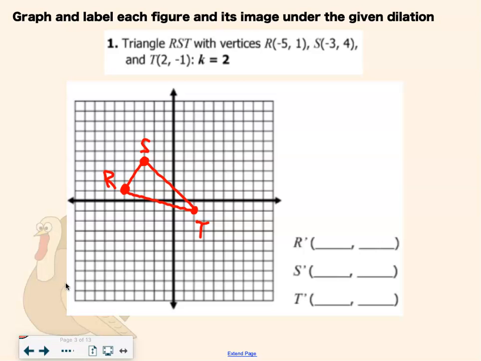Now that's how we do it, folks. We're just going to take 2 times our ordered pairs. So what's -5 times 2? -10. 1 times 2. 2. -3 times 2. -6. 4 times 2. 8. 2 times 2. And then -1 times 2. And now we just graph those. We just took our scale factor and multiplied our coordinates.